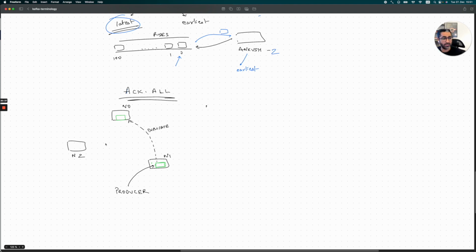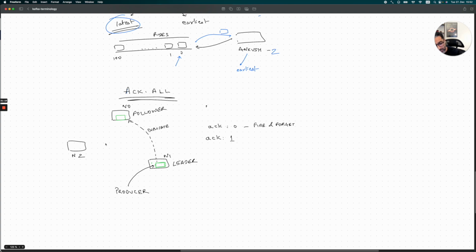A producer has multiple options of acknowledgement. The producer can say acknowledgement 0, which basically means fire and forget. In this case, it fires a message and then just forgets about it. It doesn't care if the message was actually delivered to the master or the leader node. So this is the leader. This is the follower node. And the producer does not really care if the message was written to the leader or not.